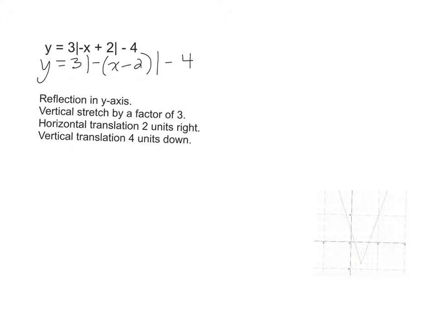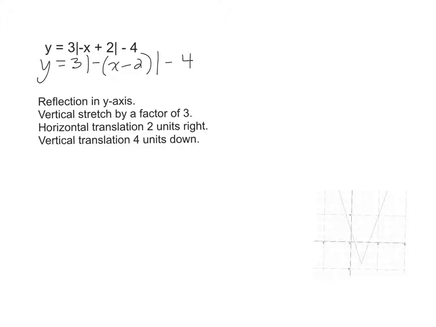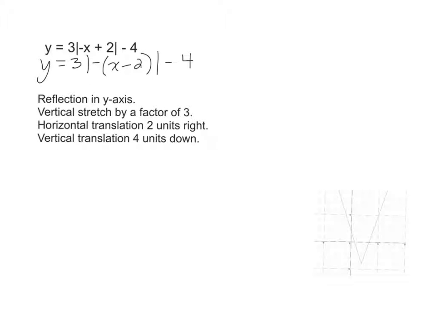So when you talk about those translations, I don't want to see vertical translation negative 4 units. The negative is telling you the direction. So don't say a vertical translation of -4 units. Say a vertical translation of 4 units down. Not -4 units down or -4 units. Leave the negative out. Down means negative.